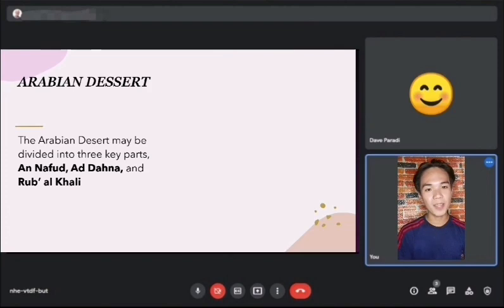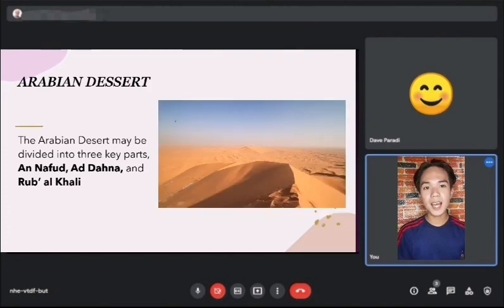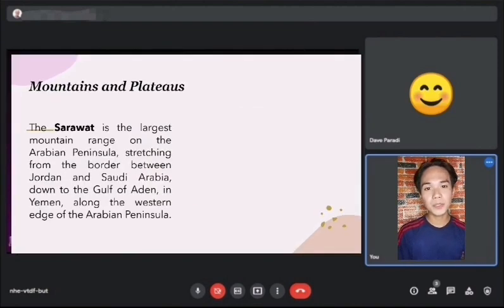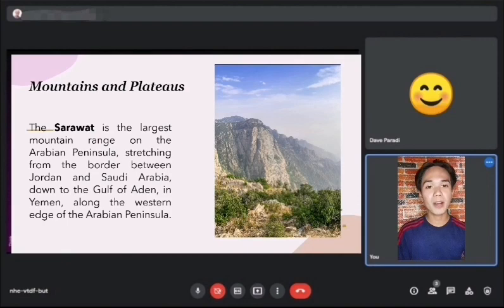These are the Arabian Desert's geographical features: the An-Nafud, Ad-Dahna, and Rub al-Khali. Another one is the mountains and plateaus. The Sarawat is the largest mountain range in the Arabian Peninsula, stretching from the border between Jordan and Saudi Arabia down to the Gulf of Aden in Yemen, along the western edge of the Arabian Peninsula.